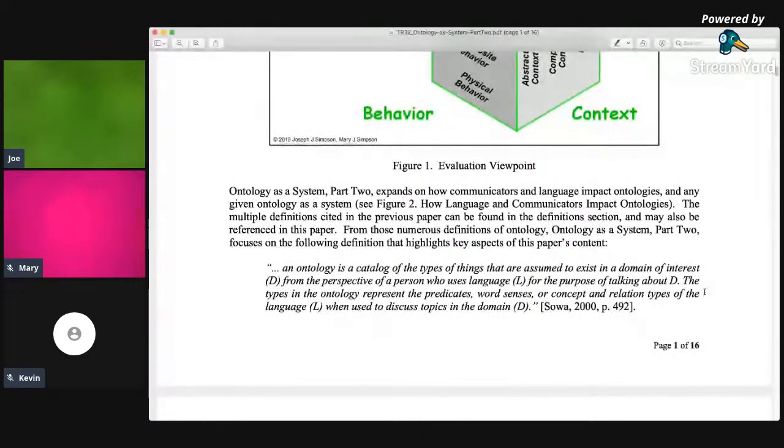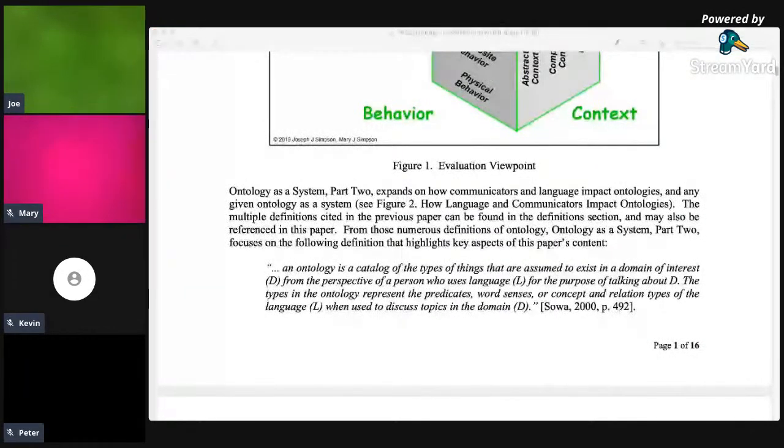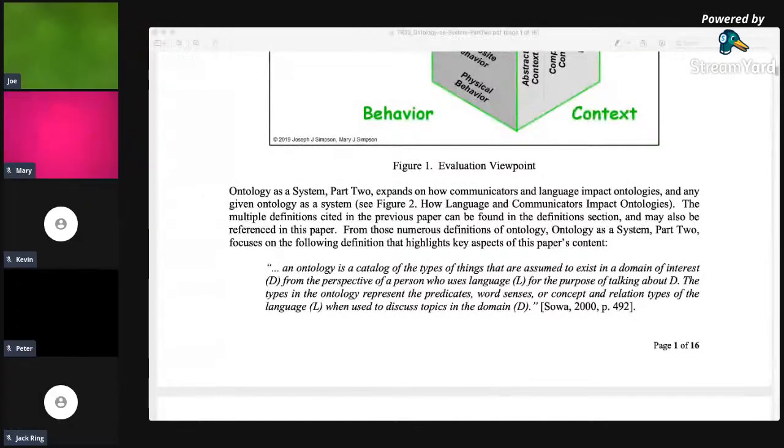So we like this because it had a number of references to the type of language. And what we're going to talk about here a little bit is the impact of language on the specific components and utilization and utility of a system.